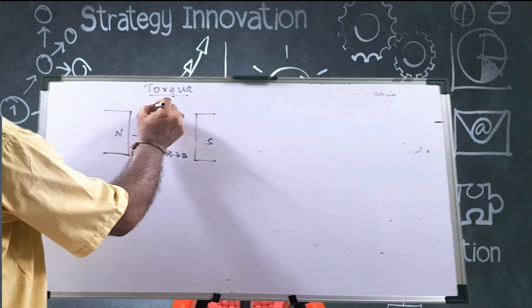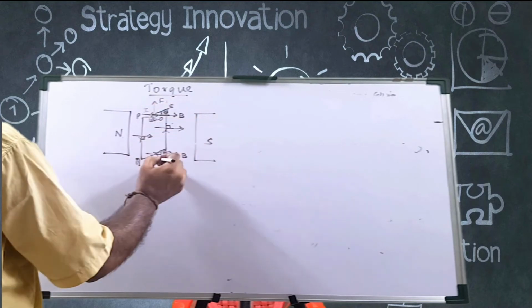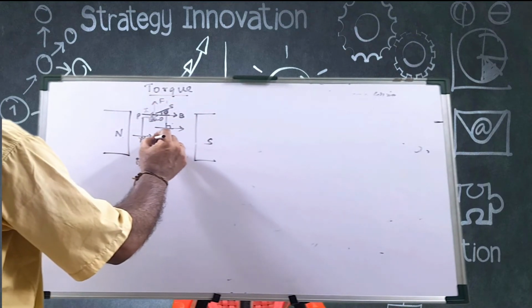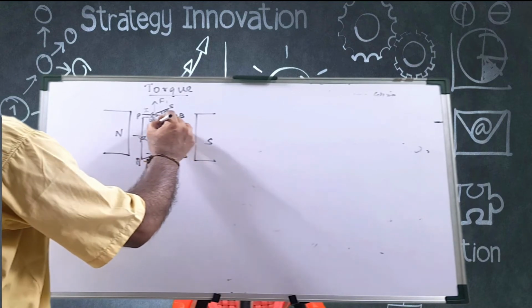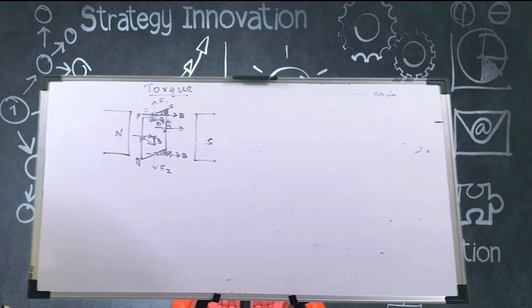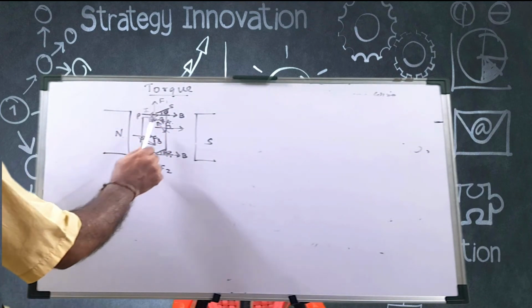So one force will act upwards, which let's take as F1. One force will act downwards, let's take it as F2. One will act outwards, we've already seen that. And one will act inwards, that also we have seen. Now I have to prove there's a torque. That means I have to prove F1 equals F2 and F3 equals F4.